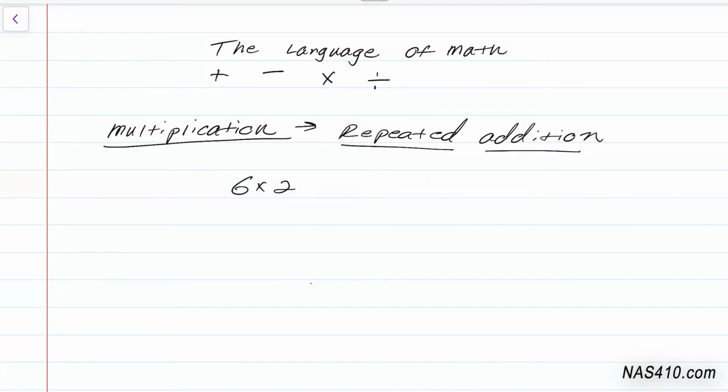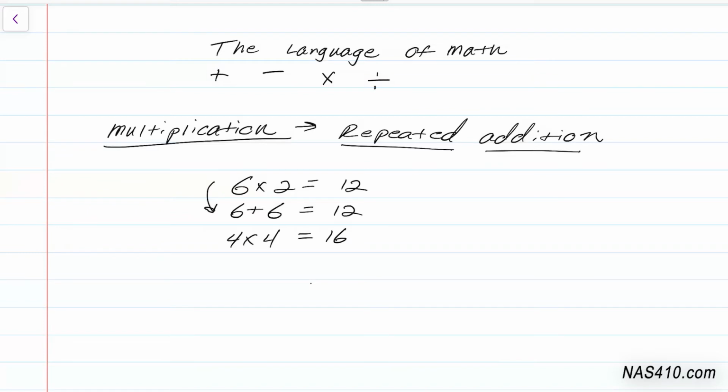Let's take 6 times 2. It's probably too simplistic, but 6 times 2 we know is 12. And so, 6 times 2 is really the same thing as saying 6 plus 6, which is 12, right? All right, so for example, take the problem 4 times 4.